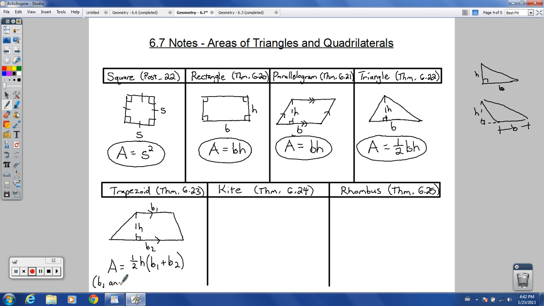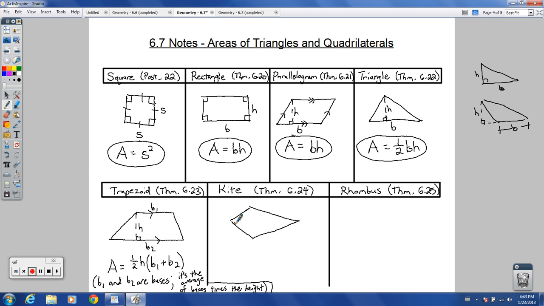So b1 and b2 are bases. And let's write this down too. It's the average. I'm running out of room here, but average of the bases times the height. That's another way to think of it. So that all goes with that here. A kite now. A kite would look something like this. This is an example of a kite.